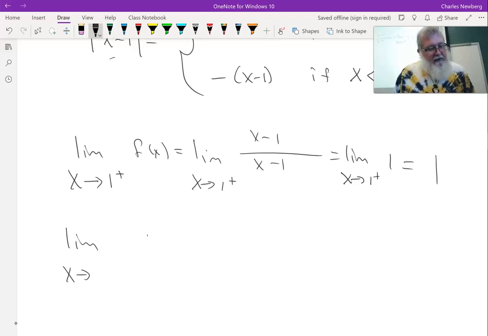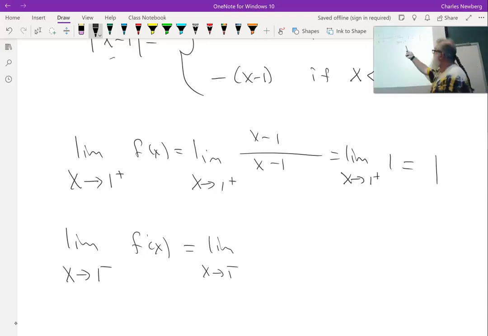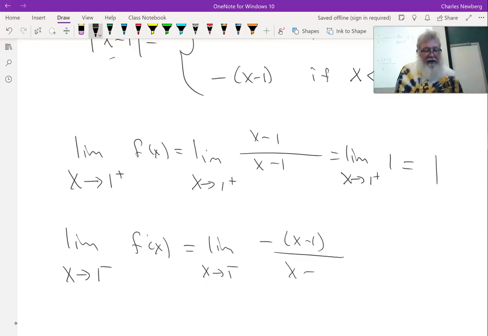Let's look at the limit as x approaches 1 from the negative side. Well, then we would have to use the lower half of that definition. So that would go in there, and we'd still have that x minus 1. Well, what happens? The x minus 1's cancel, leaving behind a 1, but we have that negative sign. We get the limit as x approaches 1 from the negative side of negative 1.